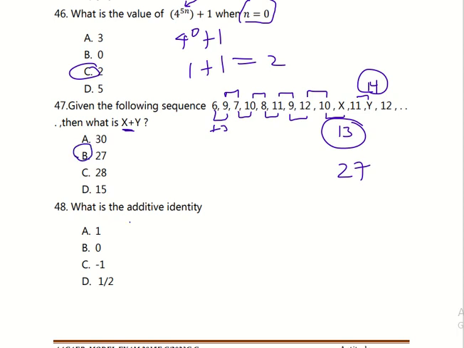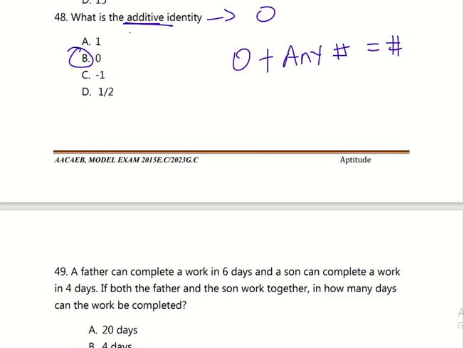What is the additive identity? The additive identity is 0, because 0 plus any number will give you the number itself. So the additive identity is 0. If it says multiplicative identity, that's going to be 1, because any number times 1 will give us the number itself.